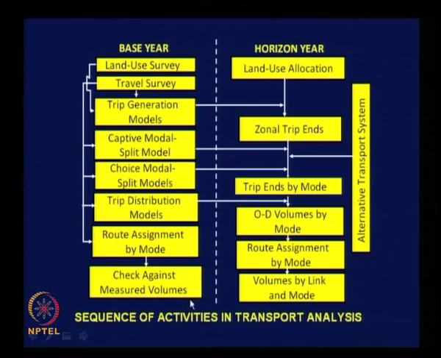Okay. And once your models are calibrated, then apply your models to predict the horizon year situation. The prerequisite for the horizon year modeling process is a clear idea about the horizon year land use condition, right. You would have divided your study area into, say, 200 traffic zones, and of course in the horizon year also you are going to have only 200 zones. As far as the number of zones is concerned, it should remain as 200.